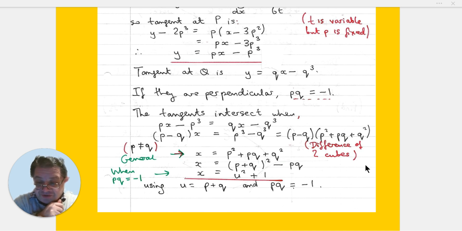We are then told in the question that pq is minus 1, the two tangents are perpendicular, and we want to rearrange that into the form of u squared plus 1, where u is p plus q. So p squared add pq add q squared is p plus q squared minus pq. Once again, using some standard algebra, the expansion of p plus q squared, which is u squared plus 1. In this question, they want the general form, and then they want us to use pq equals minus 1. We have to do both to satisfy the question.